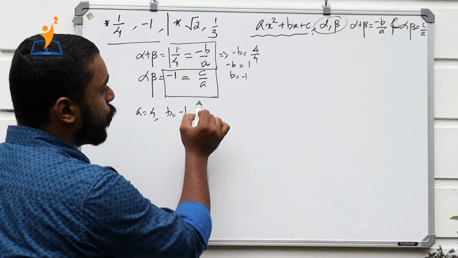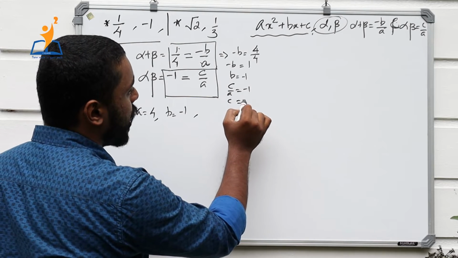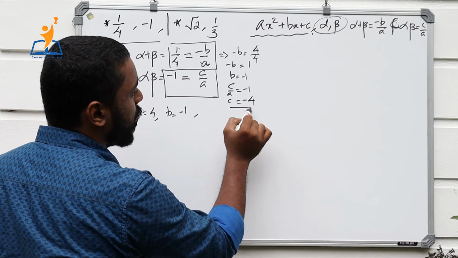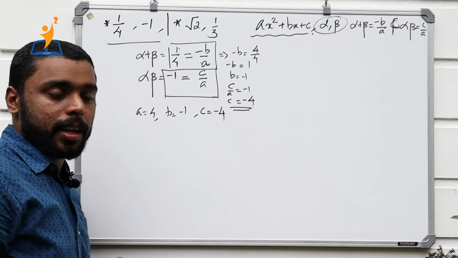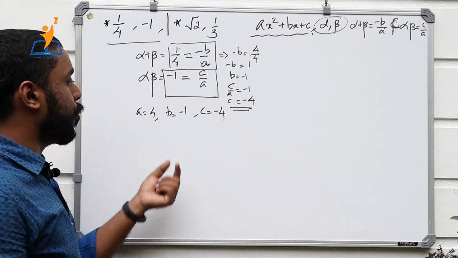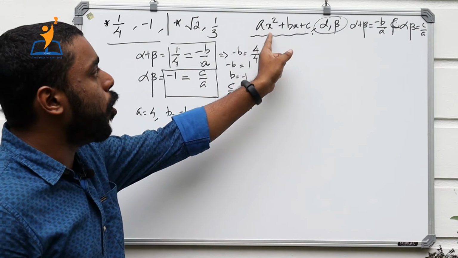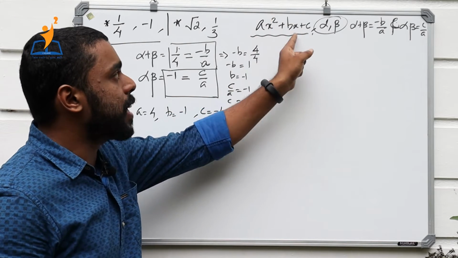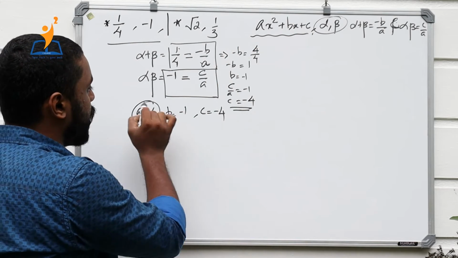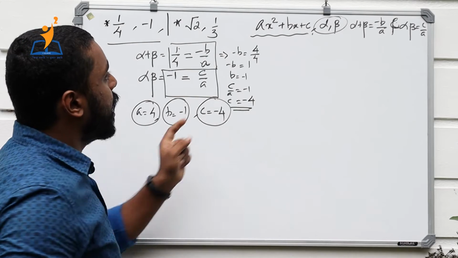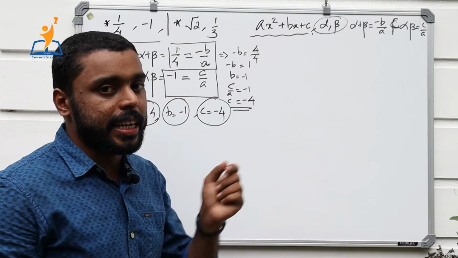Similarly, when a is equal to 4, c by a is equal to -1. We know that c is equal to -1 into 4, which is -4. So c is equal to -4. Clear? So we have a is equal to 4, b is equal to -1 and c is equal to -4. Our quadratic polynomial has the form ax square plus bx plus c, so when we substitute the values of a, b and c, we get a quadratic polynomial.